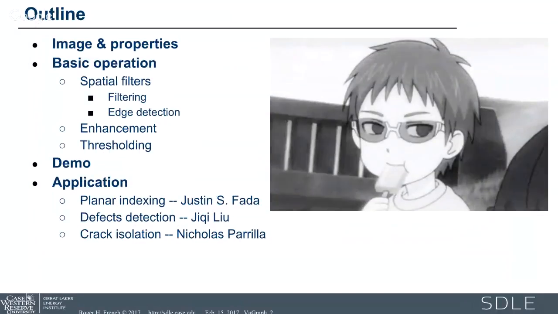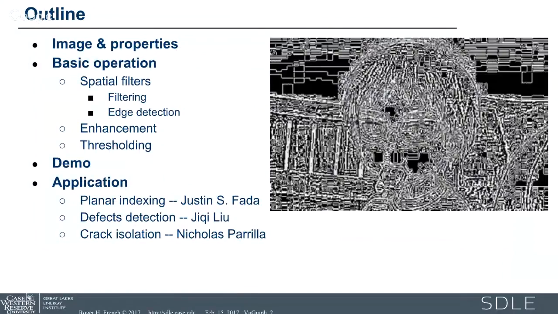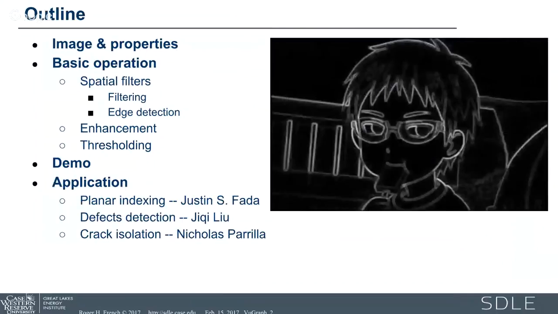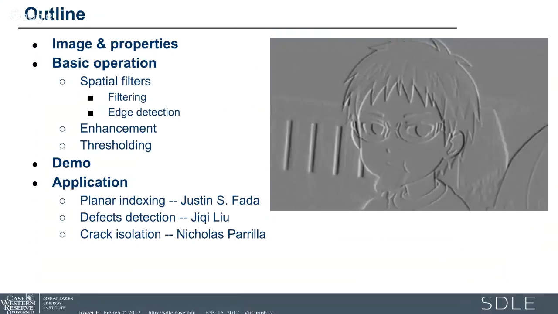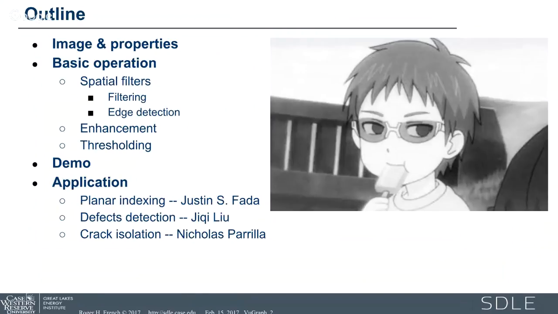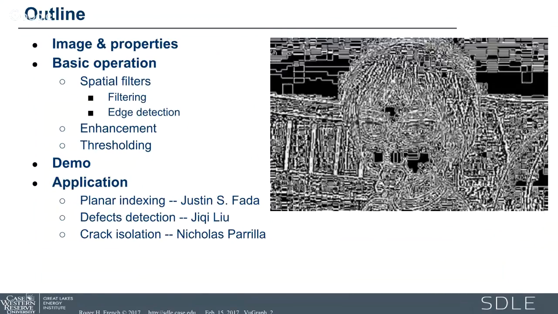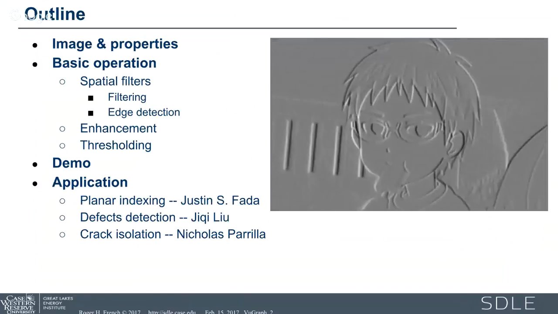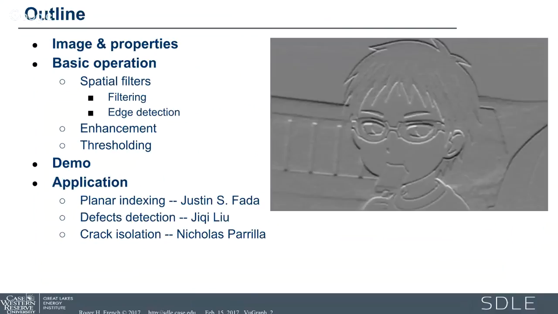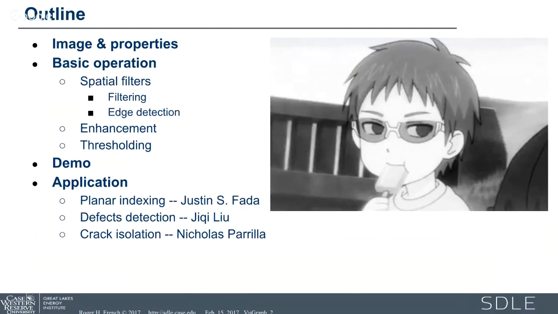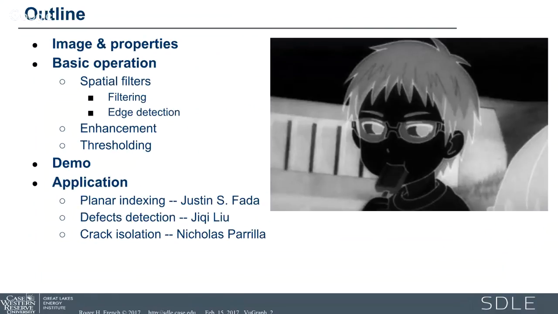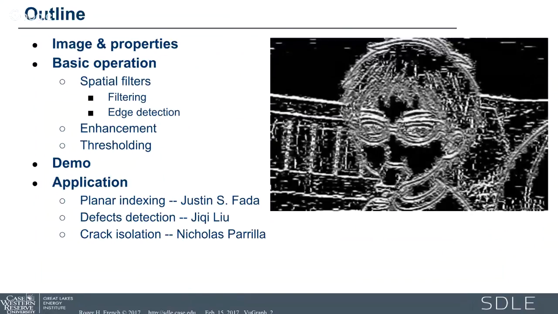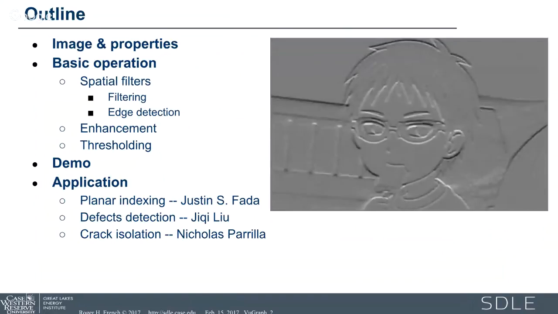So here is the outline for today. First, we will talk about the image and their properties, and then I will talk about some basic operations in Python, including the spatial filtering, edge detection, image enhancement, and the thresholding. We will use a script to show how we do it in Python, and then some applications developed by my research group, including the planar indexing, defect detection, and the crack isolation.